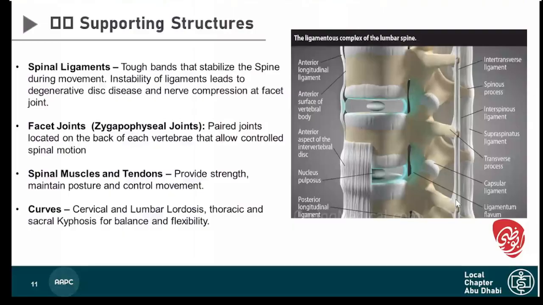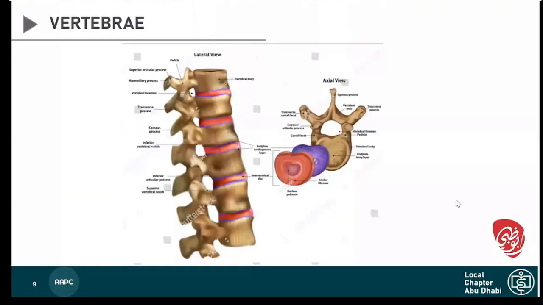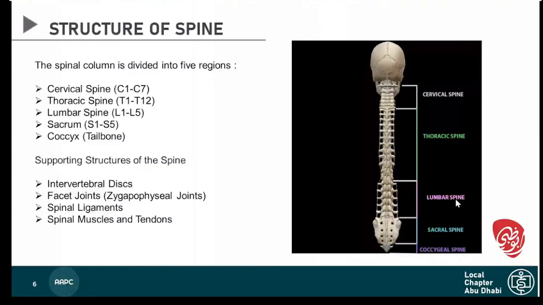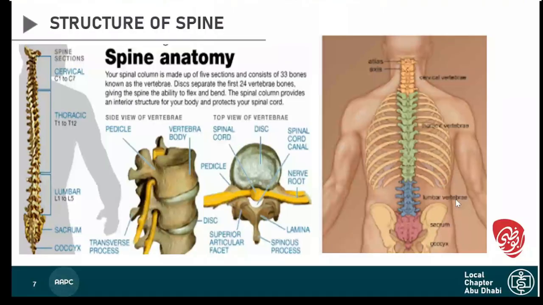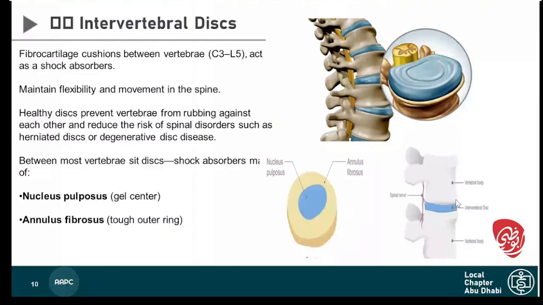Okay, so this is about the supporting structures of the spine. The spinal column is divided into 5 segments: cervical, thoracic, lumbar, sacral, and coccyx. And the other supporting structures of the spine are intervertebral disc, facet joints, spinal ligaments, spinal muscles and tendons, and also spinal curves.